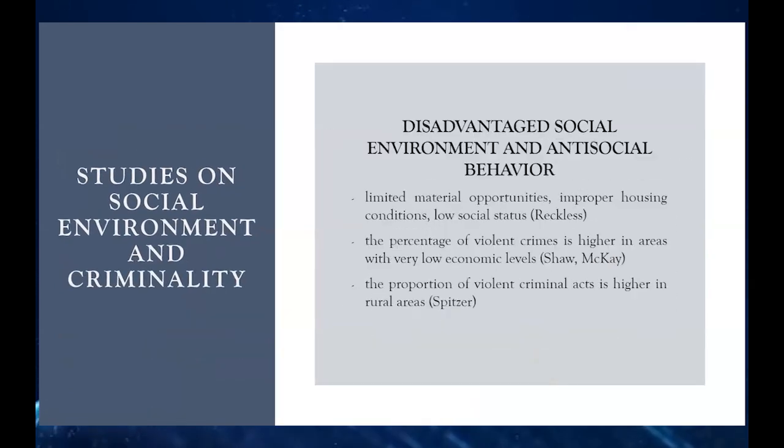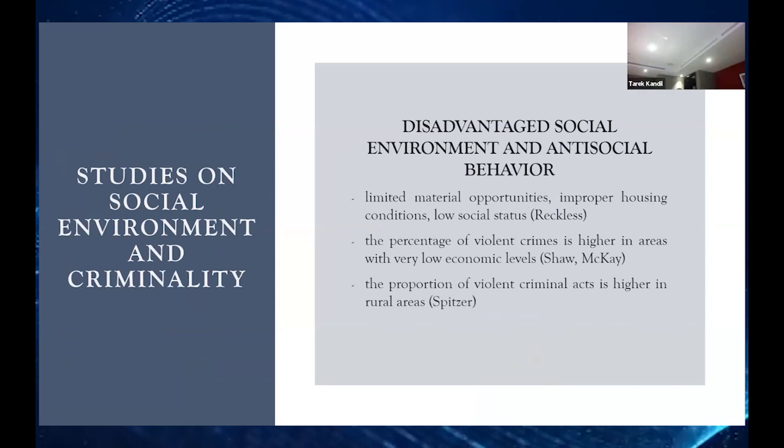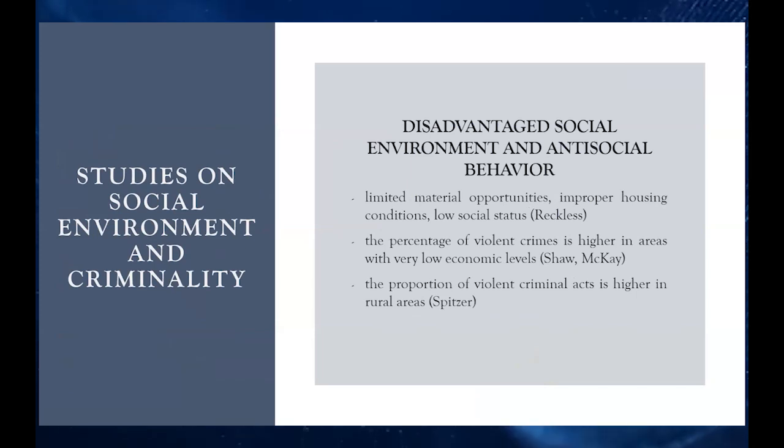So I was talking right now about the disadvantaged social environment. Researchers find that the percentage of violent crimes is higher in areas with very low economic levels or in the most disadvantaged economic situations. The share of violent criminal acts is greater in rural areas where crimes tend to be viewed more tolerantly. Improper living conditions, low social status, family environments marked by instability and conflict, and delinquent peers contribute to the development of criminal behavior.